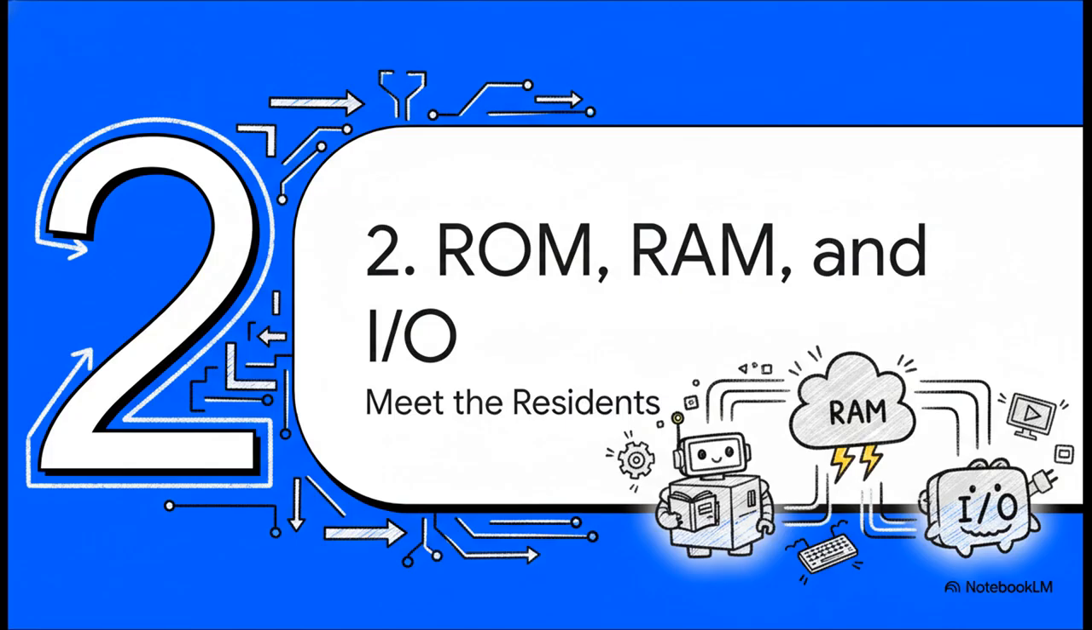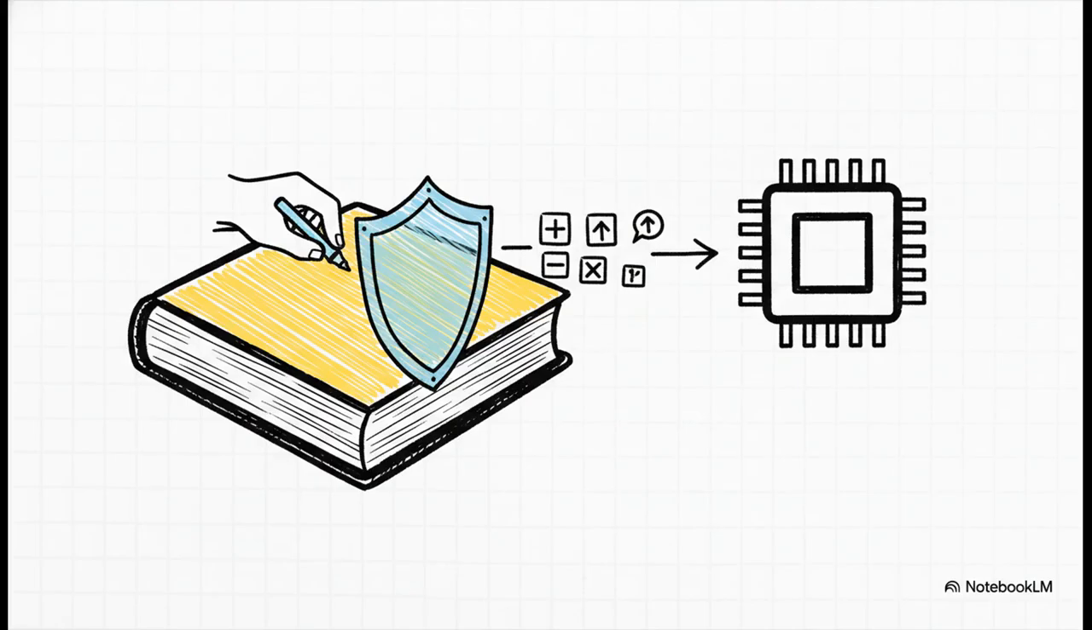All right, section 2, ROM, RAM, and I/O. So it's really crucial to get what each of these address ranges is for. Let's do a quick meet and greet with the residents of our memory map and see what they all do. First up, we've got ROM. That's read-only memory. Think of this as the computer's permanent instruction book. It's where the program itself, the actual list of commands for the CPU, is stored.